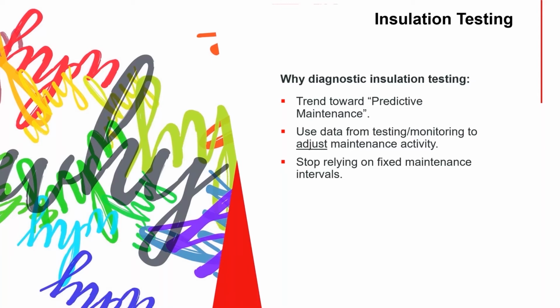You can adjust maintenance activities. So in other words, rather than during a shutdown, just having to test everything, you can get an idea of the equipment that's very early in its predictive life cycle, and you don't need to bother to test it right now. Look at the stuff that's well along in its life cycle and test that. So you can adjust your maintenance activity and make it more practical.